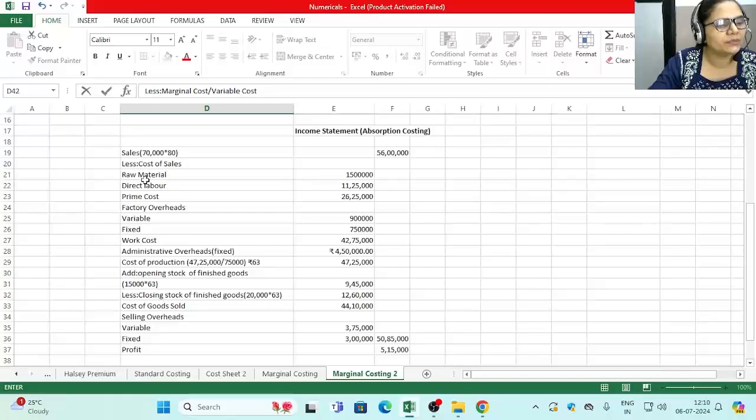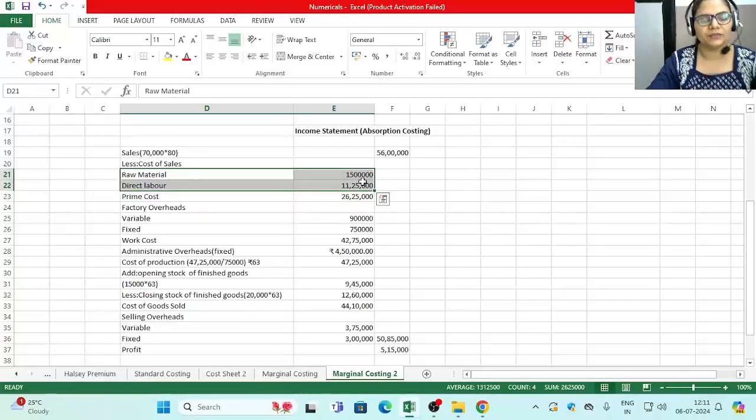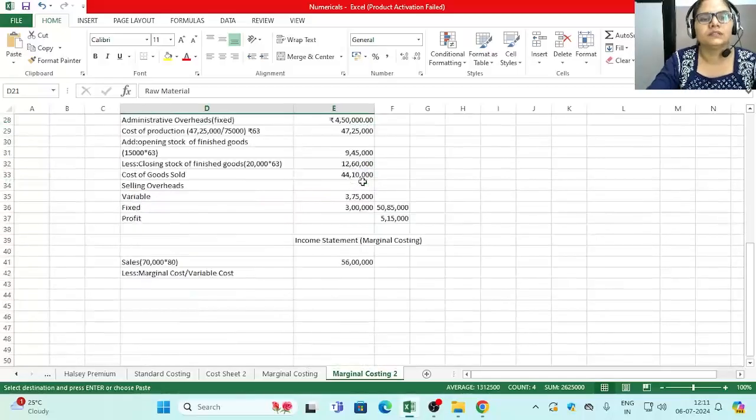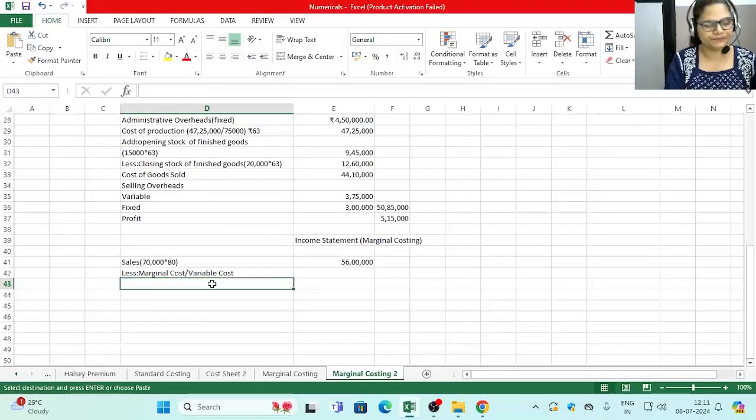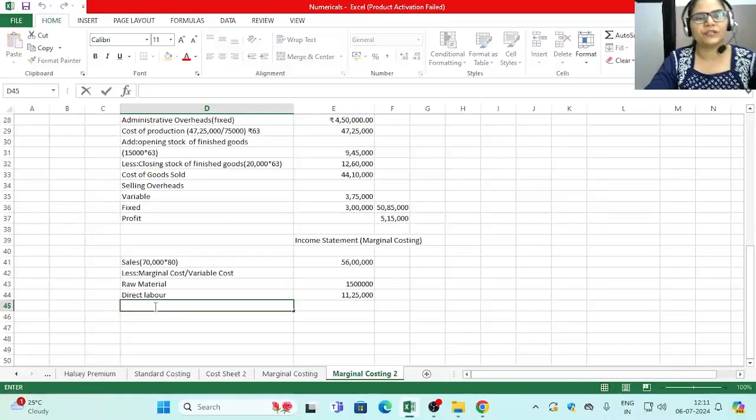So it will be like this: raw material, and all these values will remain same. So we will copy them as it is. Now next is factory overheads.